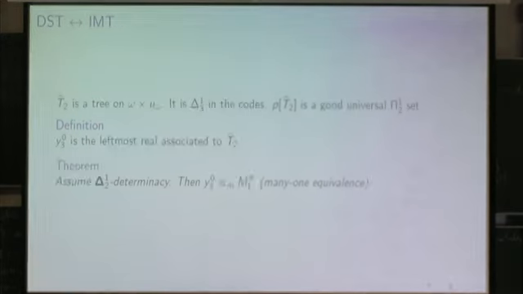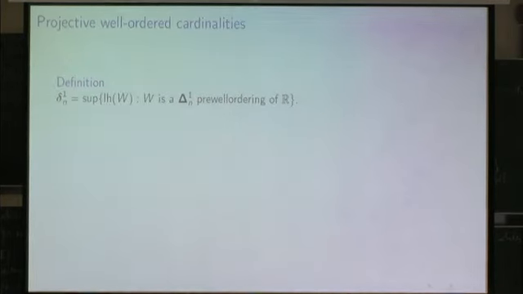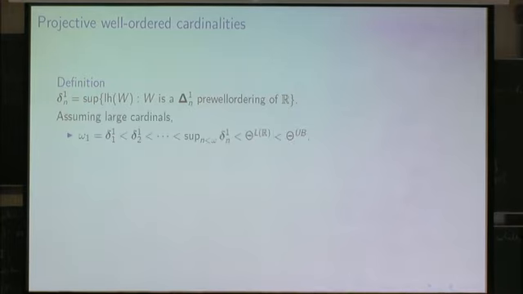Also, by the way, I think almost 40 years ago, people proved the delta 1-3 equivalence of this thing and a mouse, or later with inner model theory, and this theorem just improves the delta 1-3 equivalence to many one equivalence. And to go further, we would like to define the projective ordinals. So delta 1n is the sup of the lengths of delta 1n prewellorderings. And assuming large cardinals, they are strictly increasing.